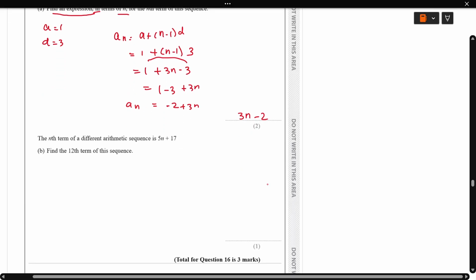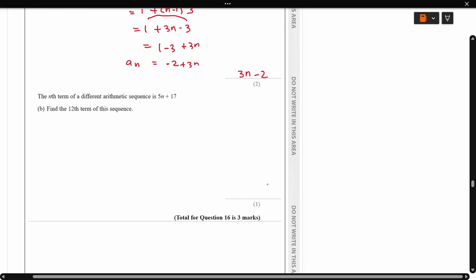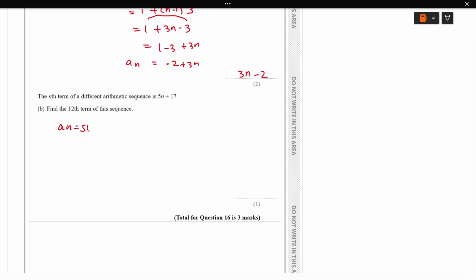Okay, so the next question: the nth term of a different arithmetic sequence is 5n plus 17. Nth term means an equal to 5n plus 17. This is another sequence. Find the 12th term, so a12. Where the n is, we need to replace it with 12. 5 times 12 plus 17, which is 5 times 12 is 60, plus 17, which is 77. So 77 is the answer.